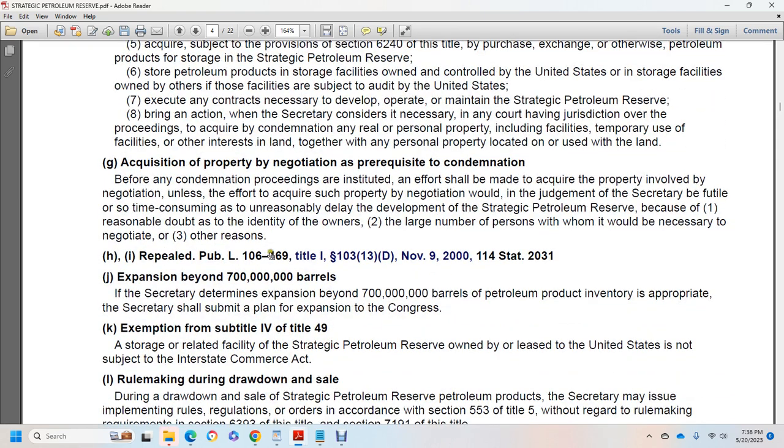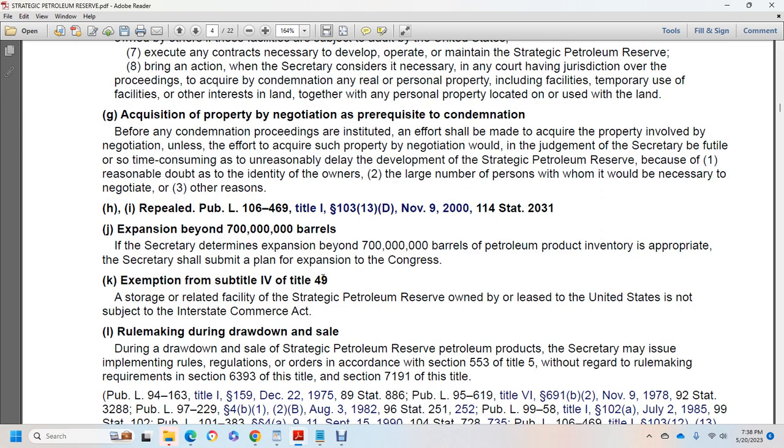Repealed by Public Law 106-469, Title I, section 103(13)(D), November 9, 2000, 114 Stat. 2031. Expansion beyond 700 million barrels: the Secretary determines whether expansion beyond 700 million barrels of petroleum product inventory is appropriate, and shall submit a plan for expansion to the Congress. Exemption: subtitle IV of Title 49.